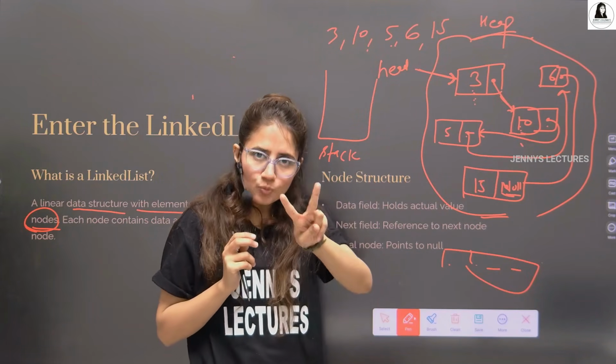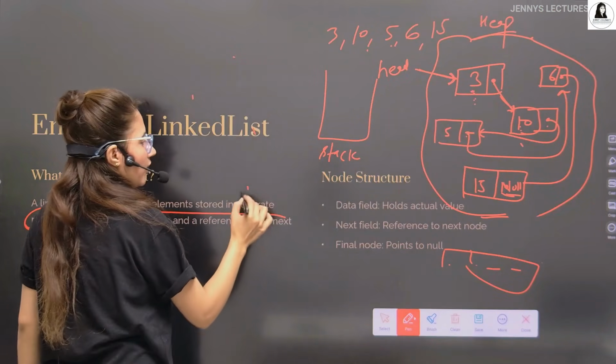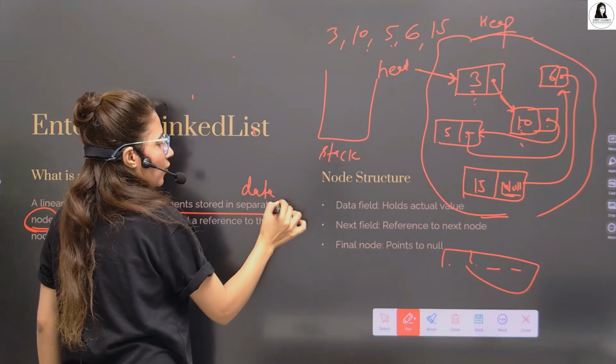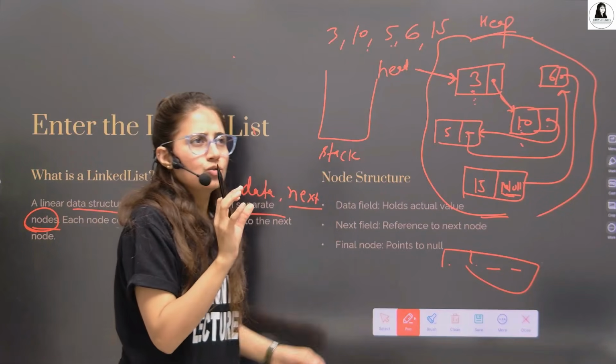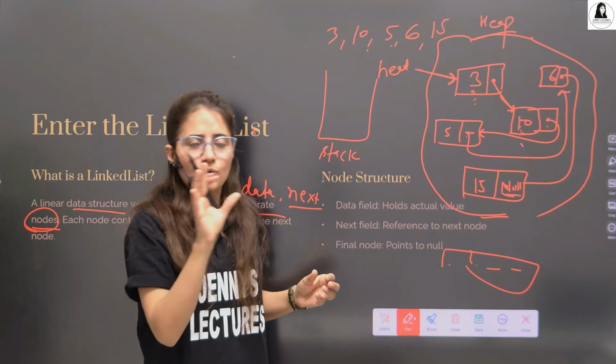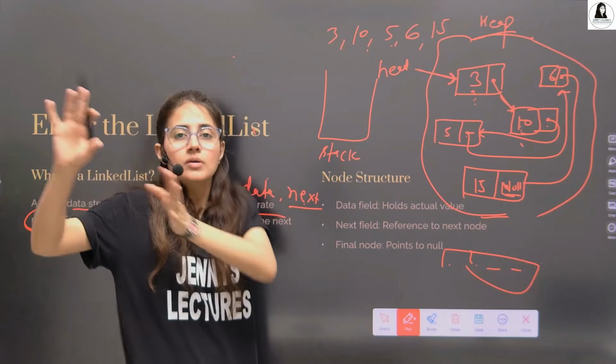So a node is having two parts. I hope now you have the idea. A node has two parts: one is the data part and one is next. We can call it next, or we can call it the next pointer, or we can call it the data part and a reference to the next node.